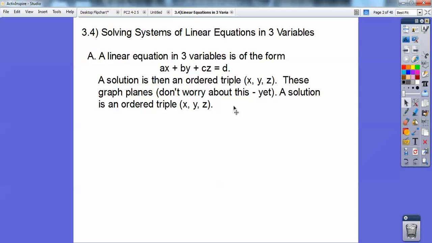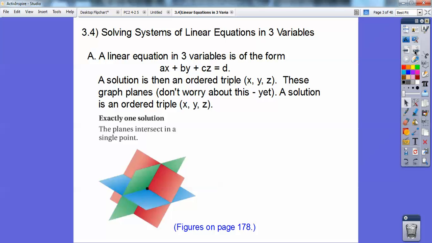These graph planes, they don't graph lines, you guys, they graph planes, and don't worry, we won't have to graph these yet. And so your solution is just the ordered triplet. So sometimes your planes will intersect, hopefully, in one point right there. And when they do, it's going to have one solution. Okay, these figures are on page 178 in my textbook.